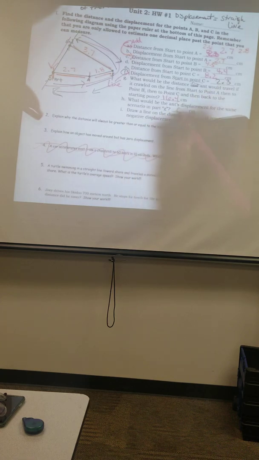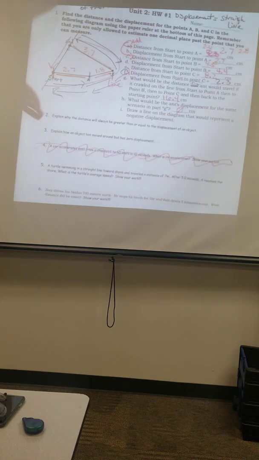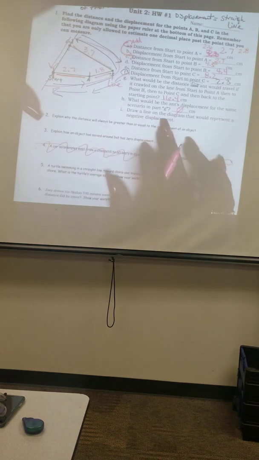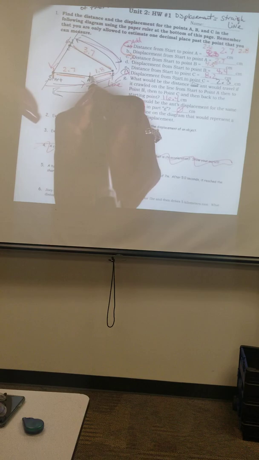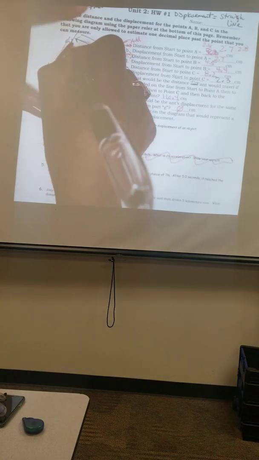What would the ant's displacement for the same scenario be? 0 centimeters. Does not mean that he didn't move. It just means that he went back to the beginning. Draw a line in the diagram that would represent the negative displacement. Because overall, he was here, he went here, here, here. Then he ended up going backwards here, here, here.